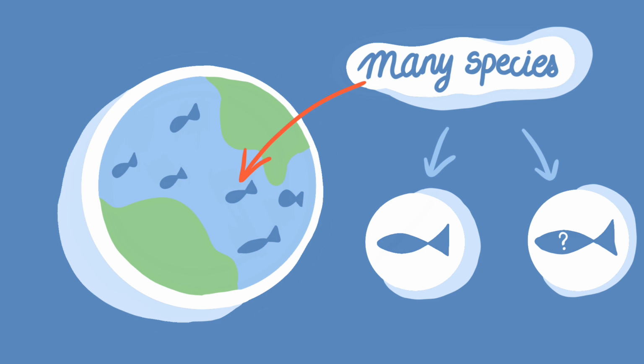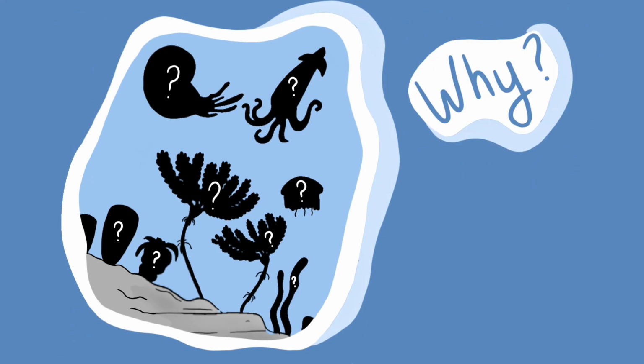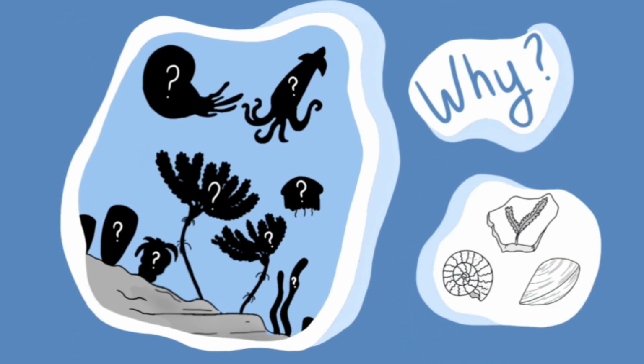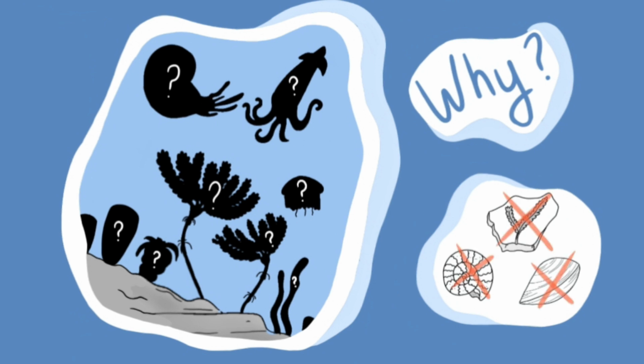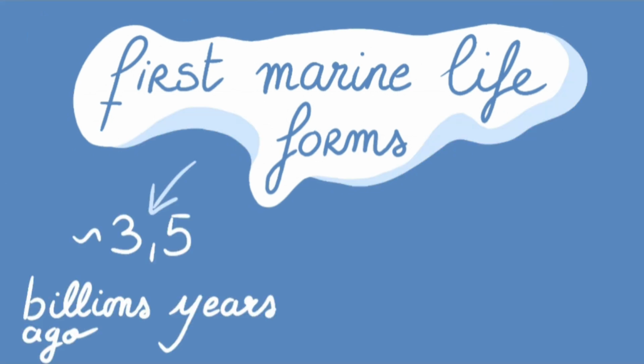Today, we need to learn more about the appearance and evolution of marine animals, from prehistoric times to the present day. The ancestors of today's marine species are very difficult to identify with certainty, as they date back billions of years. Indeed, their identification is complicated by the lack of data due to the rarity of their fossils. However, it is thought that the first marine life forms appeared about 3.5 billion years ago.